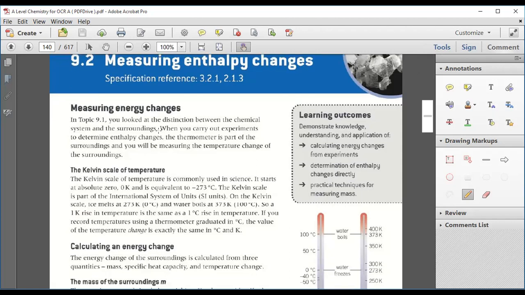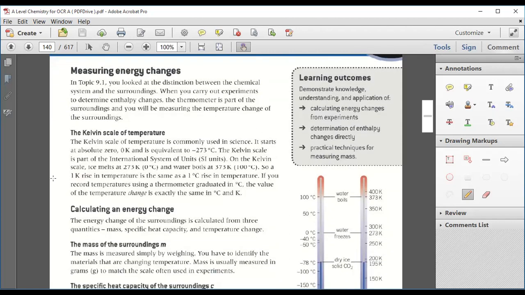Now, the Kelvin scale of temperature. Now we will discuss the Kelvin scale of temperature. The Kelvin scale is the most commonly used in science. It starts with absolute zero. Absolute zero, just underline it. The definition of absolute zero is 0 Kelvin. This is important. Absolute zero is 0 Kelvin.